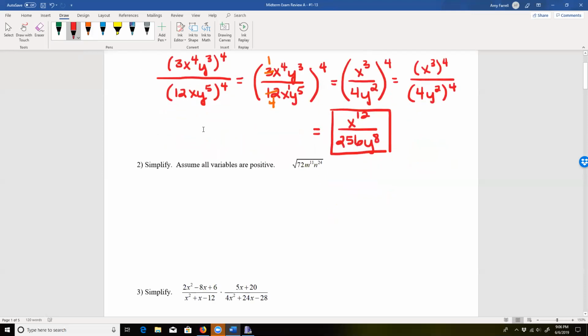All right, number 2. We want to simplify this square root. I like to do a factor tree with the numbers. Okay, again, not the only way to do something like this. 72 is 8 times 9. 8 is 4 times 2. 4 is 2 times 2. I'm trying to get down to all prime numbers. So now I've got a bunch of primes.